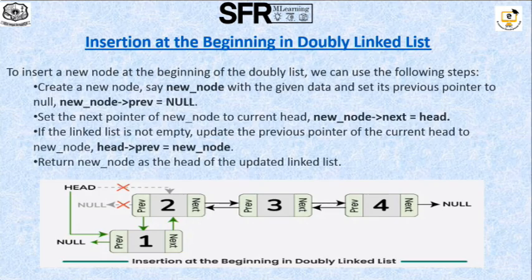If the linked list is not empty, we update the previous pointer of the current head to the new node. Then return the new node as the head of the updated linked list. So the new node will be inserted at the beginning of the doubly linked list. So this is the first method of insertion, that is at the beginning.